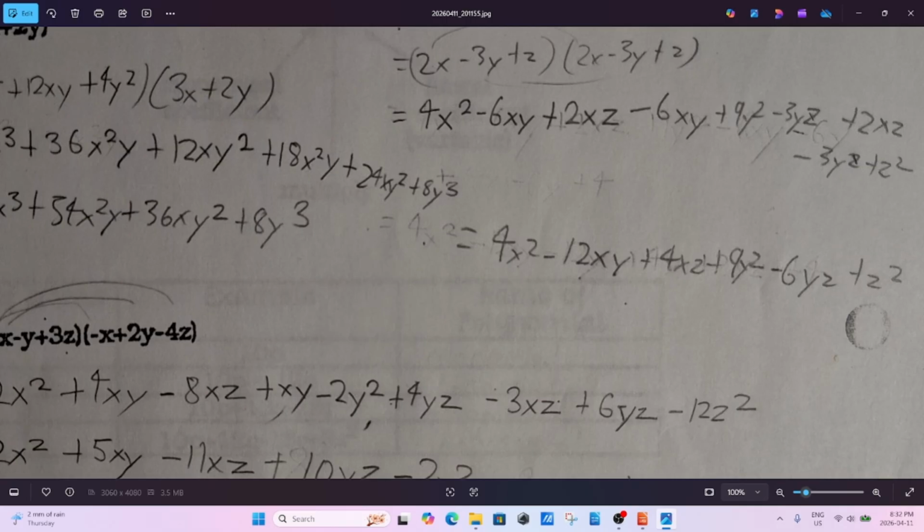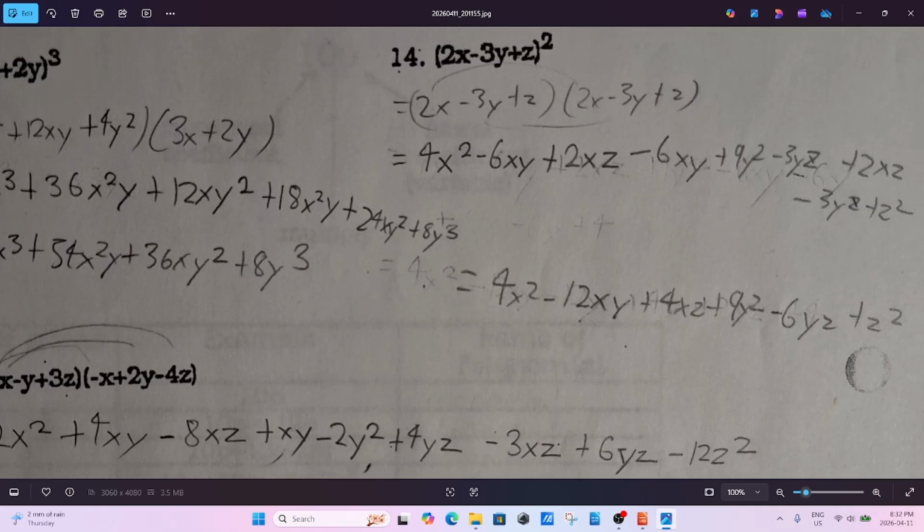So that is equal to 4x squared minus 12xy, because we have negative 6xy and negative 6xy, so we put that there. And then you have 2xz and 2xz, you get a 4xz, you have the 9y squared, you have the negative 6yz, and then you have the z squared.